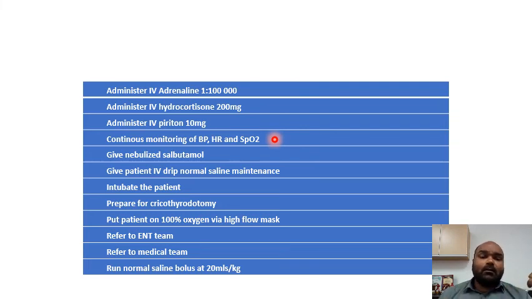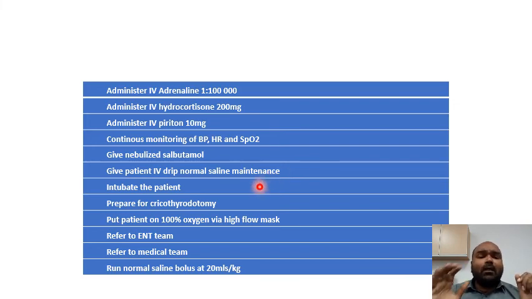Okay. Then you have IV drip, normal saline maintenance. This is more of your steps in treatment of the patient, not for resusc and stabilization. Remember, this question was about immediate management, which means it's pointing towards resusc and stabilization.